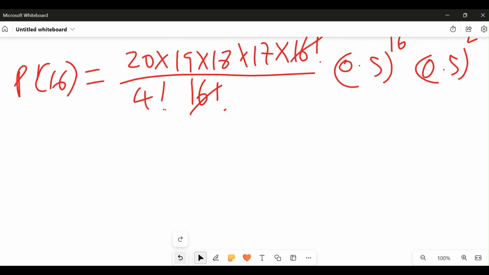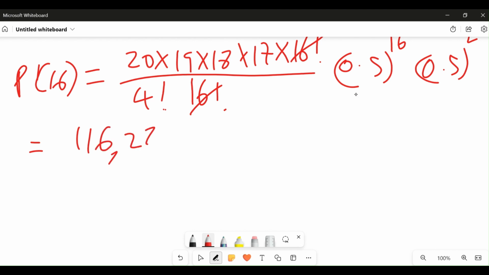All right, let's multiply the product of 20 times 19 times 18 times 17. That will give us 116,280. 4 factorial will be 4 times 3 times 2 times 1, which will be 24.